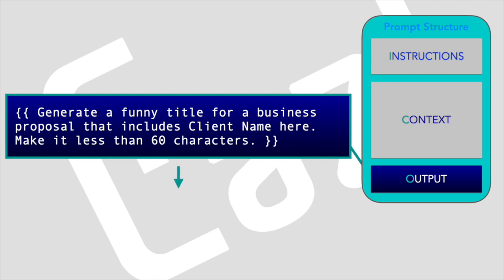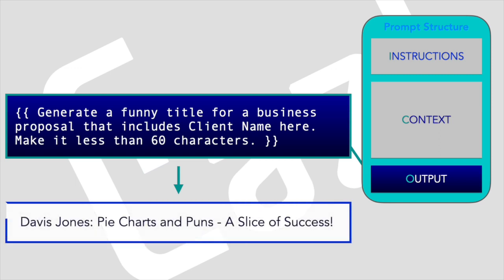And here's an actual result. Davis Jones. Pie charts and puns, a slice of success. Now here's a more complicated example.